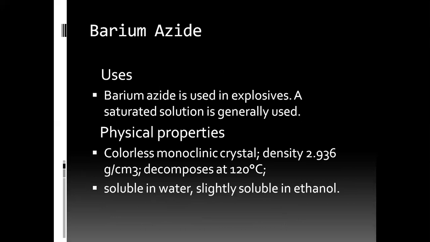Barium azide. Uses: barium azide is used in explosives. A saturated solution is generally used. Physical properties: colorless monoclinic crystals, density 2.936 grams per centimeter cubed, decomposes at 120 degrees, soluble in water, slightly soluble in ethanol.